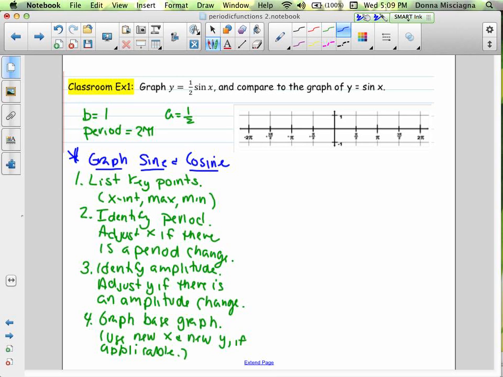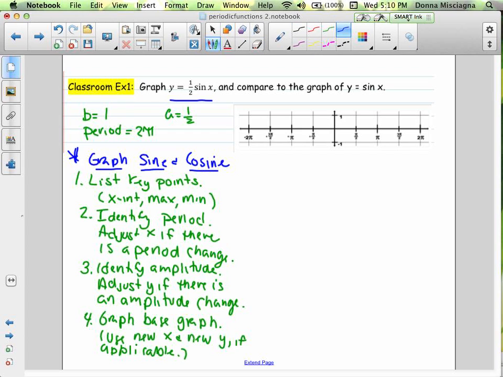Okay? Maybe you don't have a new x, maybe there's no period change. Maybe you don't have a new y, maybe there's no amplitude change. This one did not have a period change, this one just has an amplitude change. All right, so this is another one with just an amplitude change. So this is what I would want you to graph if this were your homework assignment, to graph y equals 1/2 sine x.